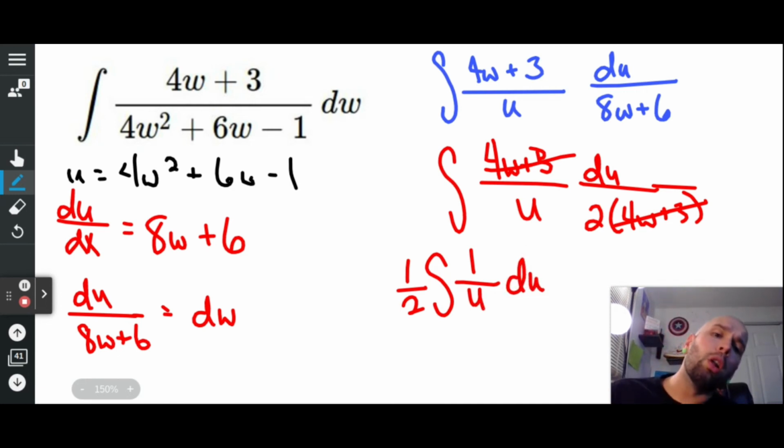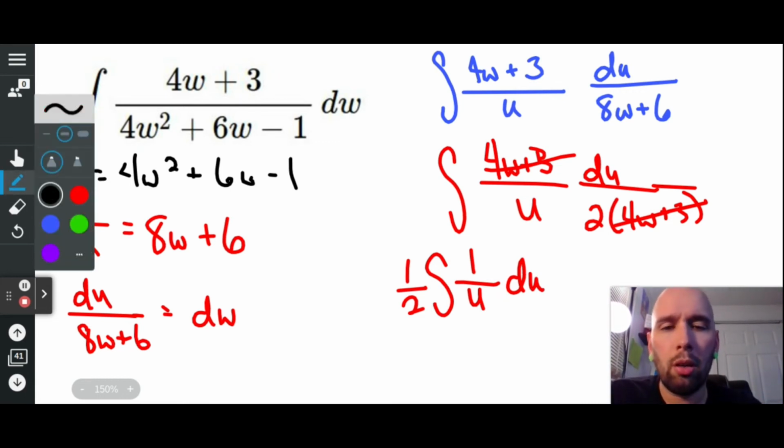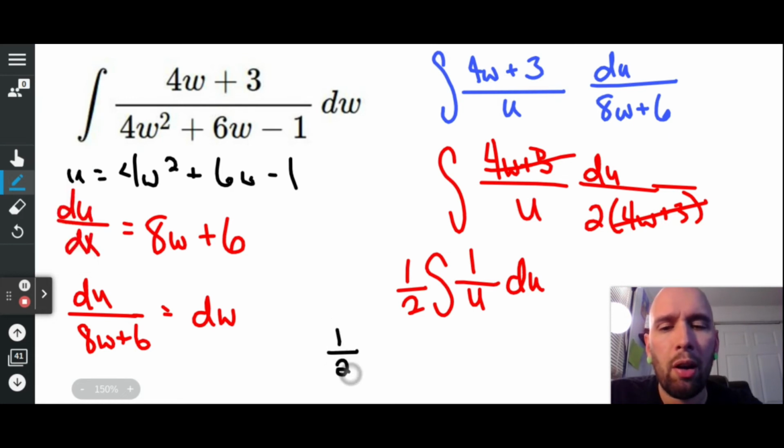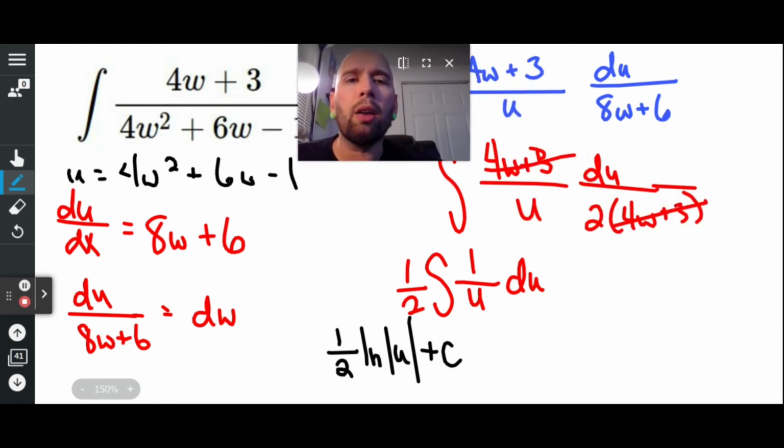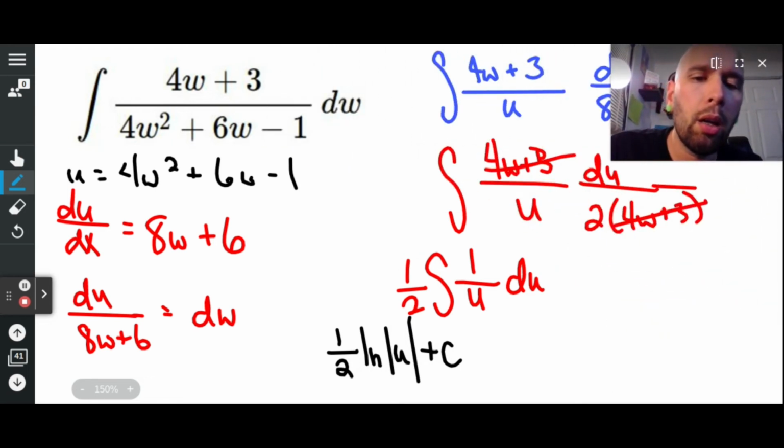The integral of 1 over u is ln of u. So this becomes 1/2 ln of u plus c. What was u? That guy right there in black.